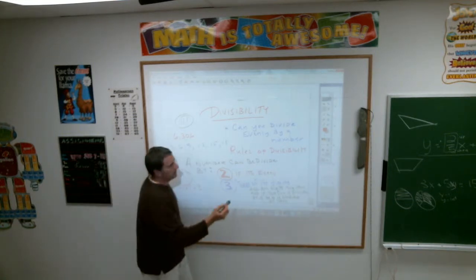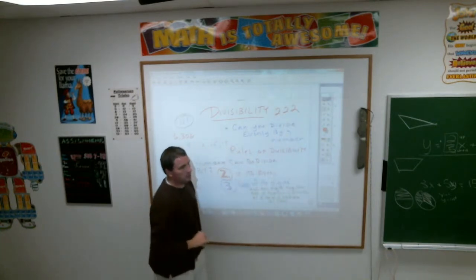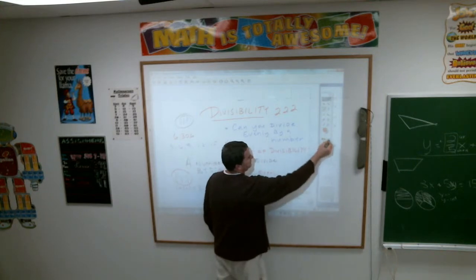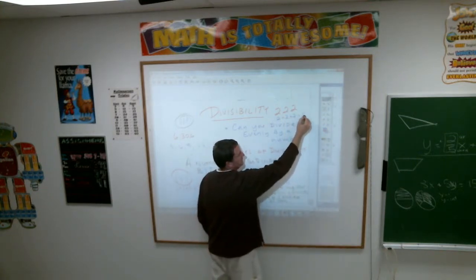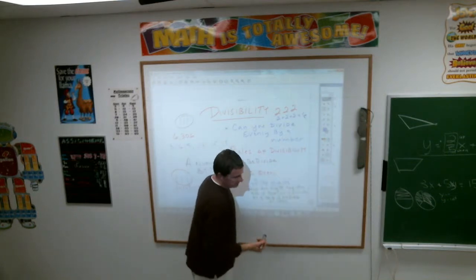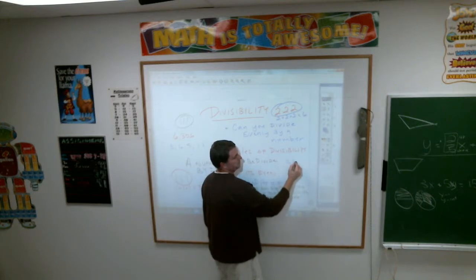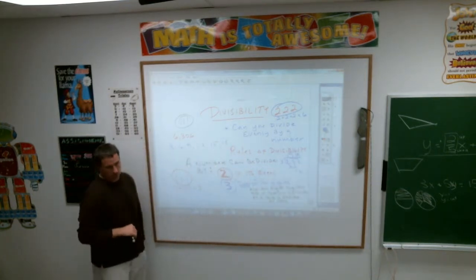Let me give you another one. 222. Does 3 go into 222? You add its digits together. What is 2 plus 2 plus 2? 6. Does 3 go into 6? Yes, so 3 will go into 222. We should do it just for fun, just to show you. 3 goes into 222, what, 7 is 21, and 3 goes into 12. It goes into it 74 times. Okay, but you know that it goes evenly into it.